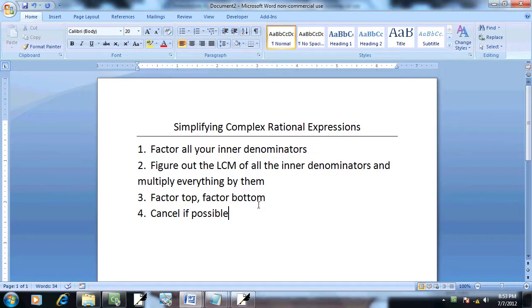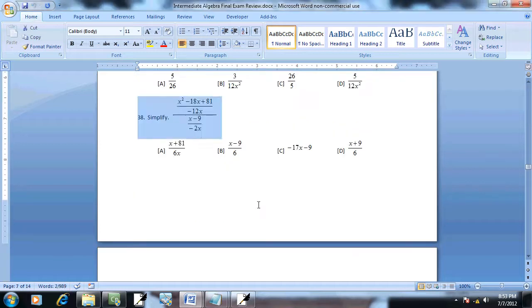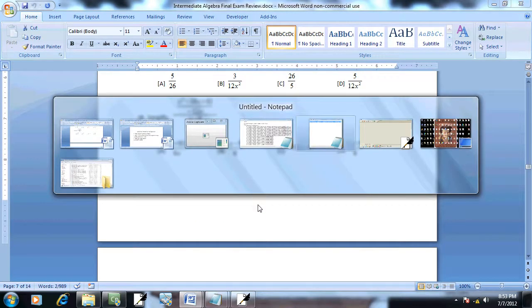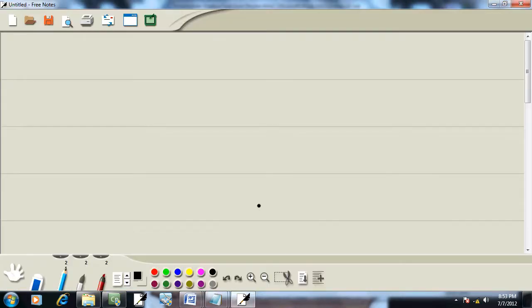And it's these here. Simplifying complex rational expressions. You want to factor all your inner denominators, figure out the LCM of all the inner denominators, multiply everything by them, factor the top, factor the bottom, and cancel if possible. Let's see how those steps apply to this problem.